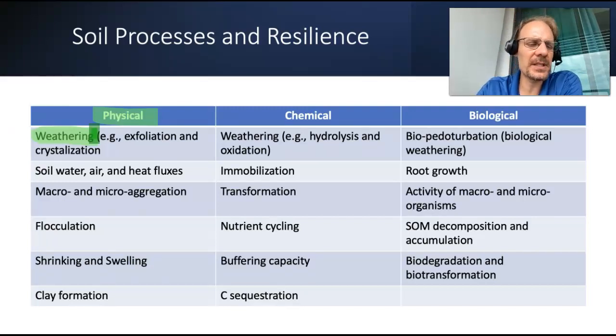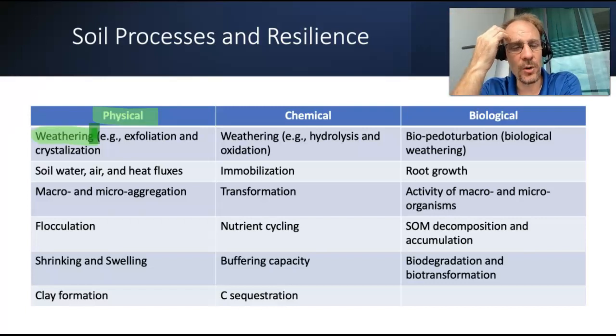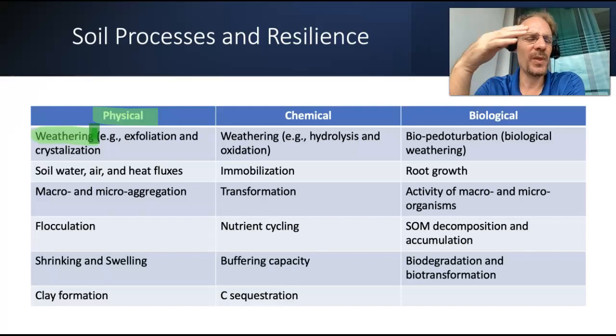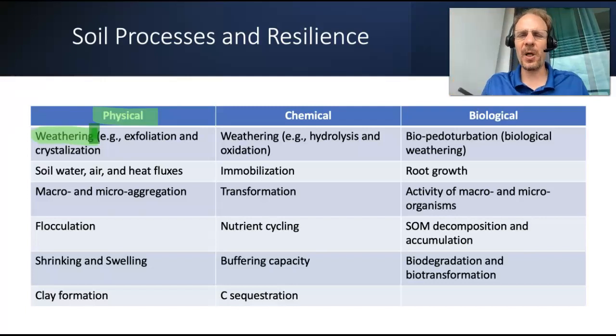And we talked about this one previously, right? When we have water, we have good air exchange, and we have some heat, that increases the rate of both chemical and biological reactions that tend to help increase soil formation and therefore increase soil resilience to disturbances. Aggregate stability. We know stable aggregates reduce erosion, promote better soil organic matter. Again, they develop environments where soils are more resilient, can bounce back from disturbances. We also have flocculation, shrink and swell clays, and then clay formation all play a role too.